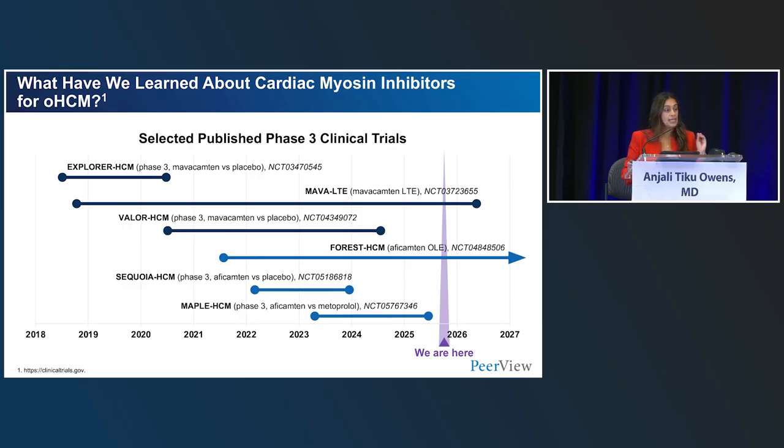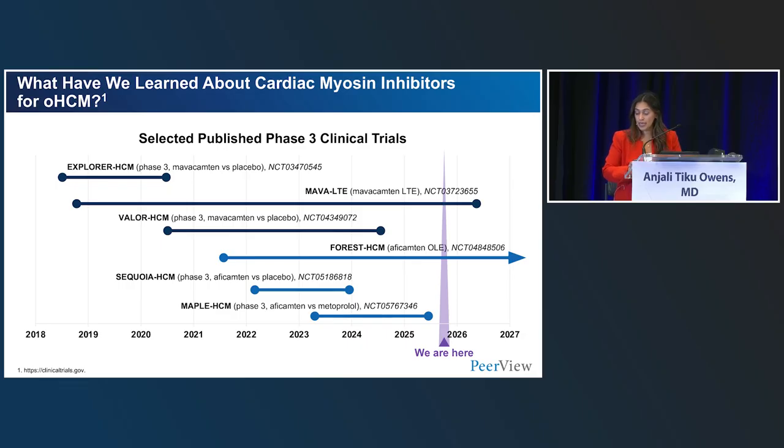This, of course, was sicker patients. Over 90% were class 3 at the time of enrollment, and all of them were actively considering septal reduction therapy. So a sicker population than the EXPLORER group. And they were on maximally tolerated medical therapy that included both beta blockers, calcium blockers, disopyramide, and any combination of those agents.